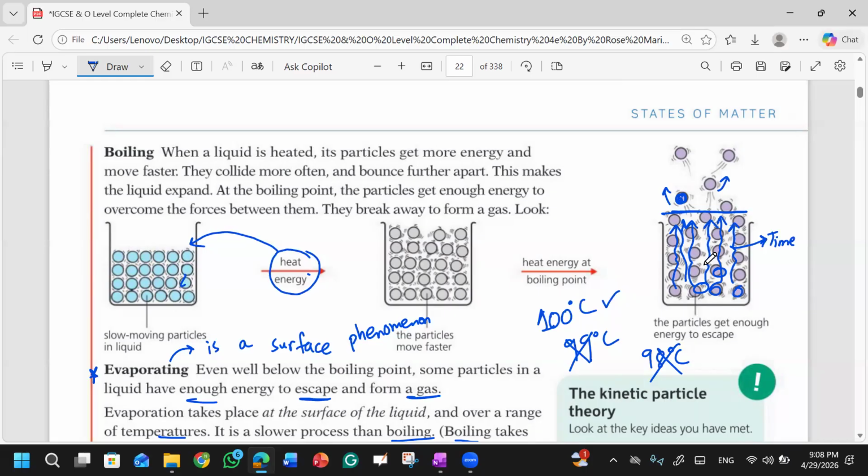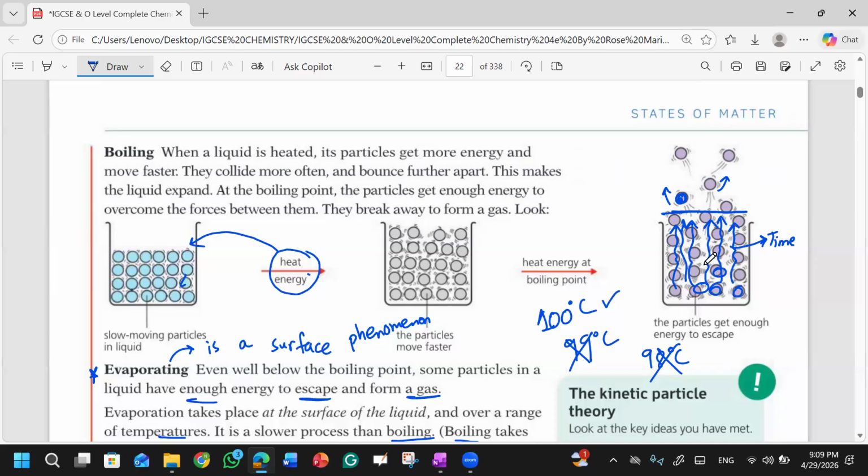Now, I am asking why evaporation takes time. Because it's on the surface, the particles will take time to reach the surface. That's why evaporation is a slow process as compared to boiling.